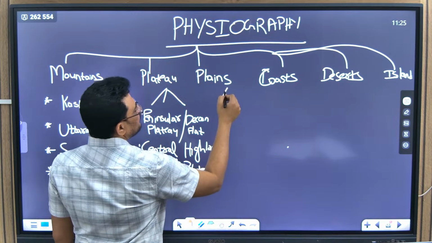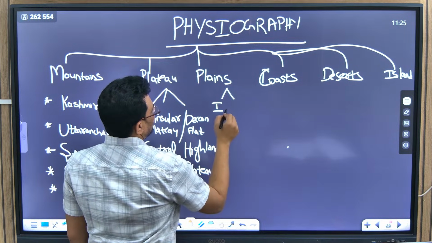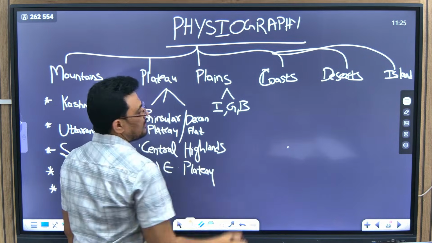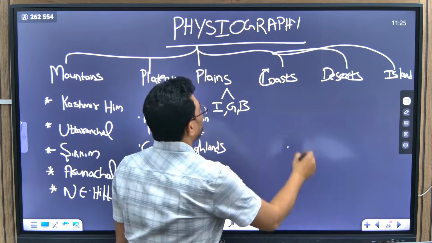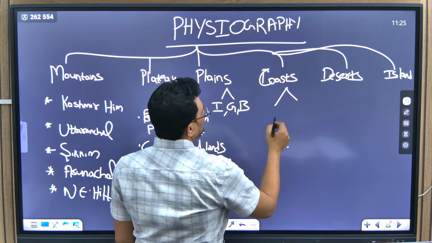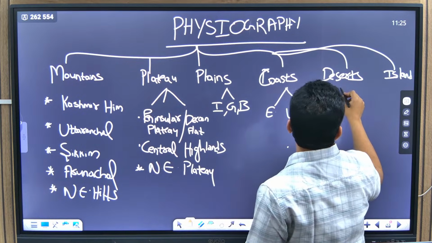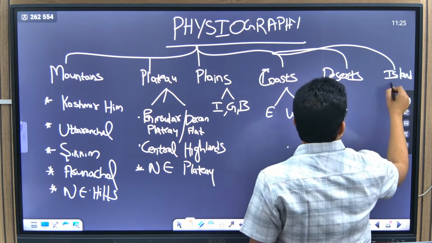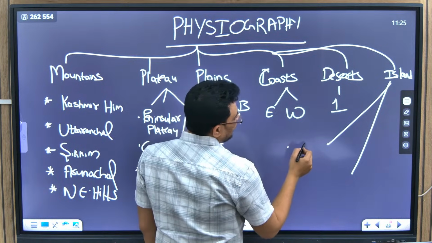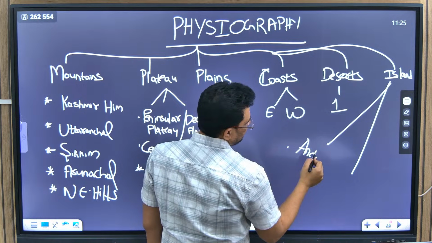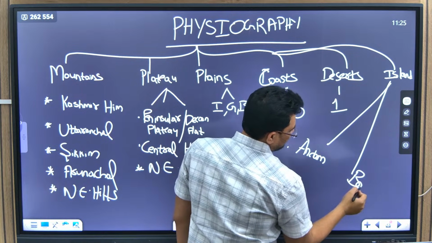In the plains we have the Indo-Gangetic Brahmaputra plains. Coast, two, eastern and western. And then desert, only one desert we have. Islands, we have two groups of islands, one in the Andaman Sea, Andaman, and Bay of Bengal.